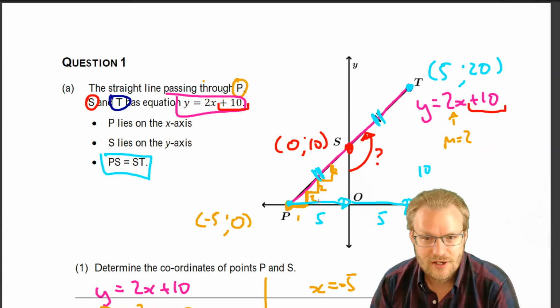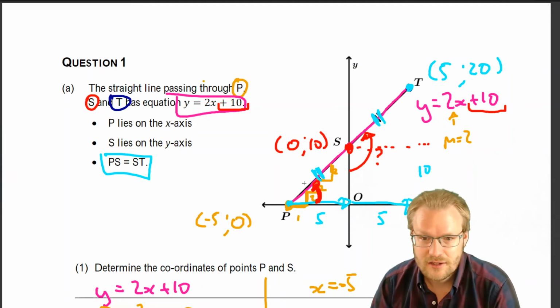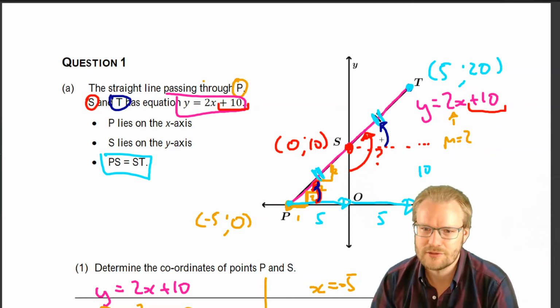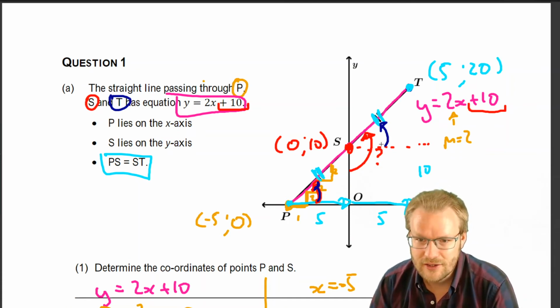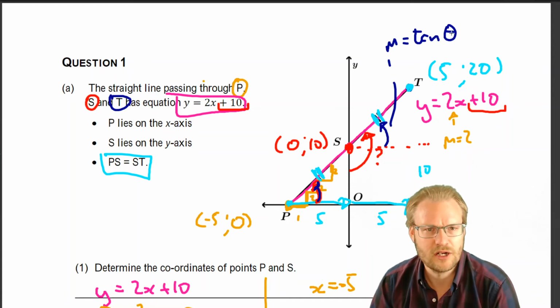So in other words, this angle around here, we can work out. Imagine, let's just do this in another color. That angle is going to be the same as that angle. Imagine like there's a corresponding angle. So that angle we can work out because from there we've got m equals tan theta. We know what m is, so we can work out what theta is. So that's theta over there.